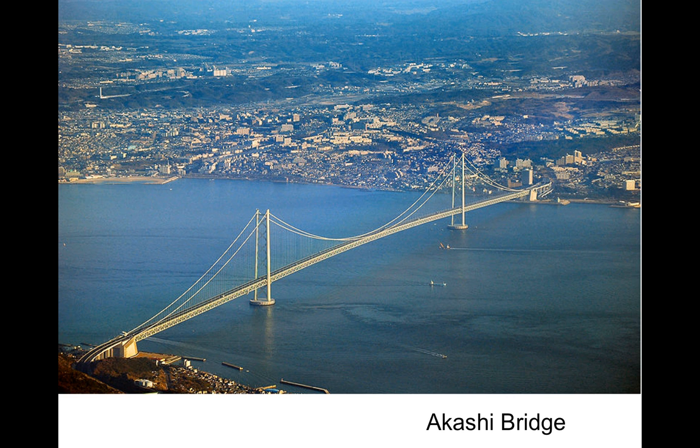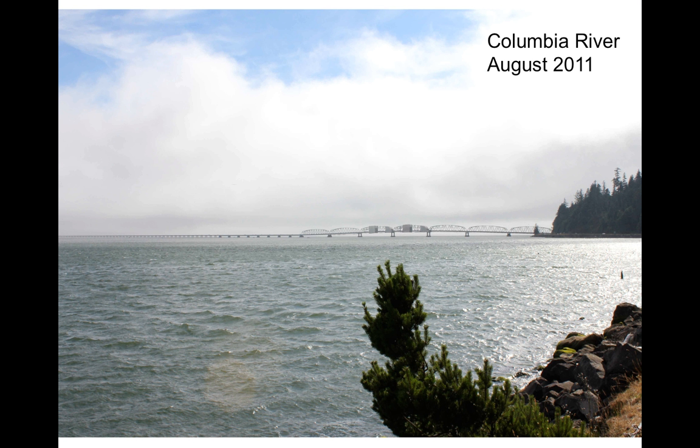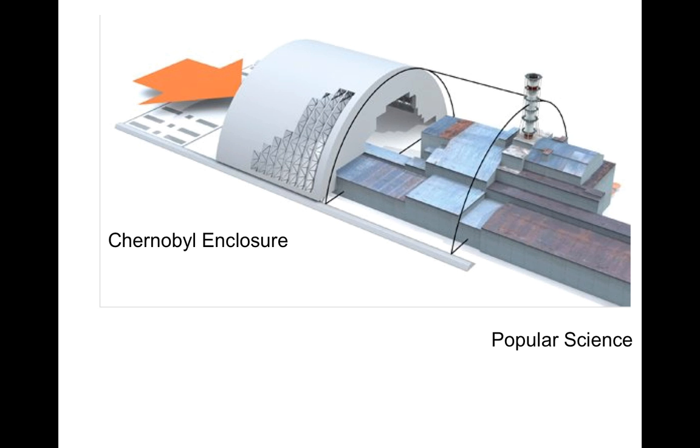We also see structures that have gigantic scale. The Akashi Bridge in Japan has the longest span of a suspension bridge, 6,532 feet. This photo shows the Astoria-Megler Bridge at the mouth of the Columbia River, at the border between Oregon and Washington. Another interesting structure is the enclosure being built to enclose the wreckage of the Chernobyl nuclear power disaster.